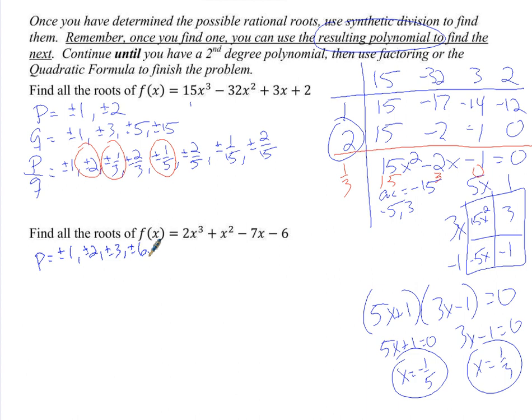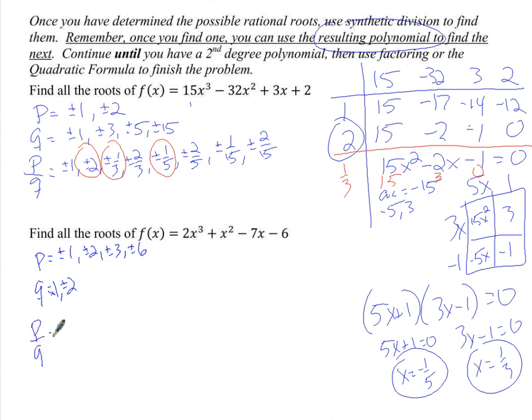For q, I'm looking at the factors of the leading coefficient, which is 2. So I'm kind of lucky there. Plus or minus 1 and plus or minus 2 are the only factors of the leading coefficient. So now I need to write the p over q to find all of my possible rational roots.